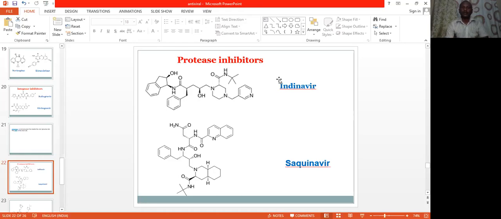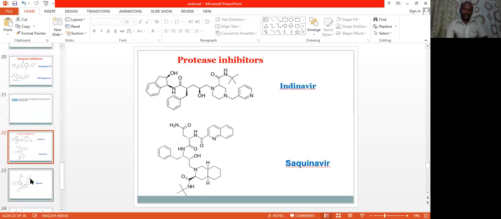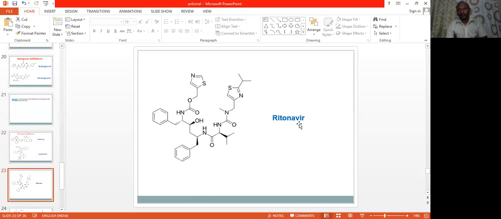So we give protease inhibitors here, indinavir or saquinavir. They inhibit the protease, and thereby we stop the conversion of immature into mature proteins. The proteins will remain immature only, so they will not be useful to the virus. Then I'll go to the next slide. This is another example, ritonavir. Ritonavir is also a protease inhibitor. Once you write down the structure, just remind me.